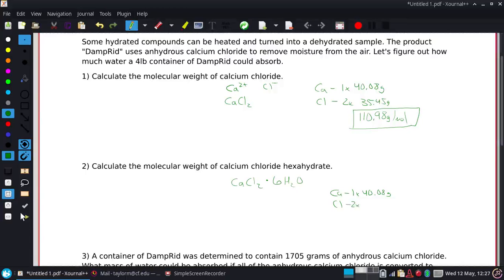But almost everybody who missed it was just missing that 2 for the chlorines. So your mass was off by just that 2. But there'd be 12 hydrogens and 6 oxygens. And I ended up with a molecular weight of 219.08.